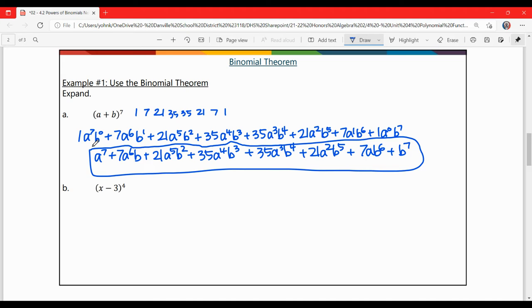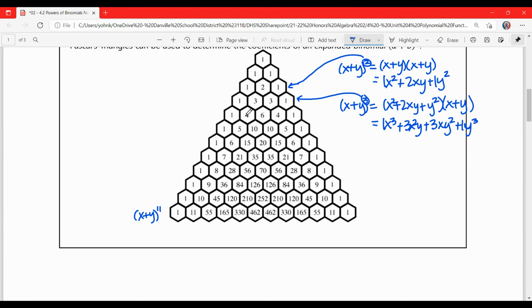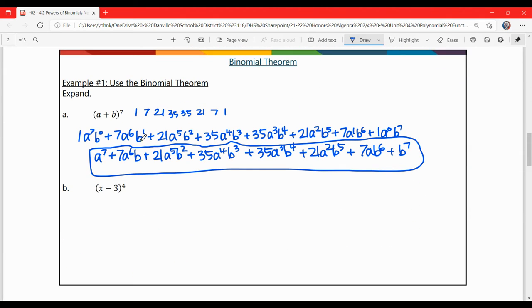Okay, letter B, x minus 3 to the 4th power. So I'm looking for the 4th row, find the 4. So 1, 4, 6, 4, 1. All right, so we have 1, and then we do the first letter, x to the 4th power, and we do negative 3 to the 0 power, plus.